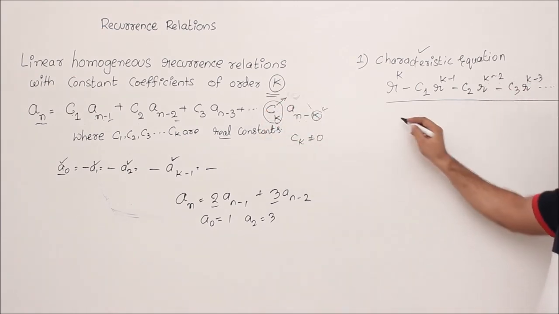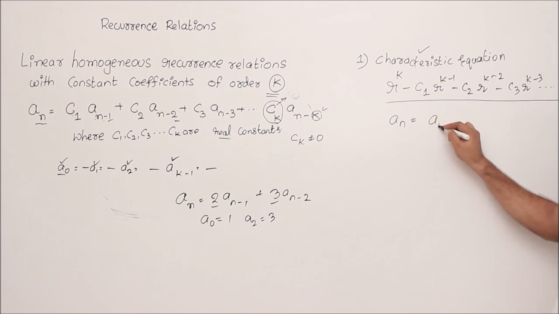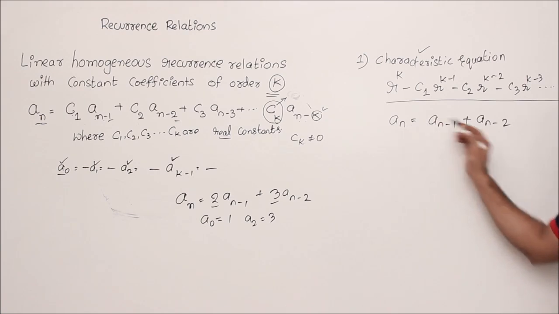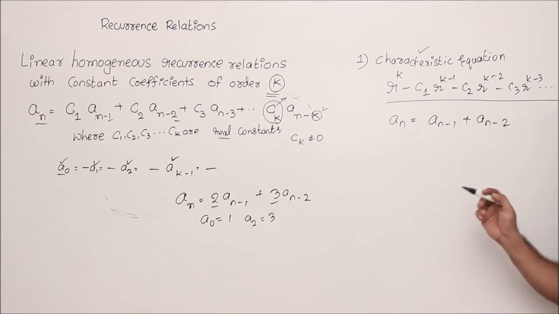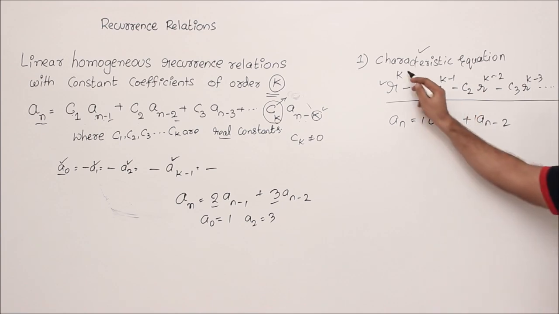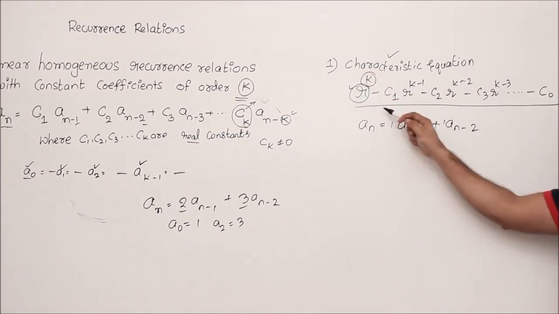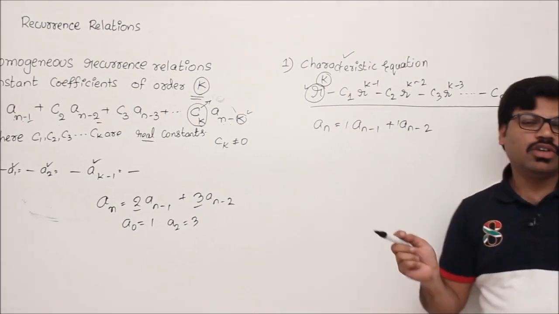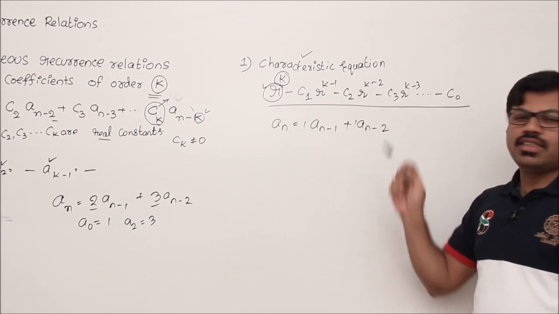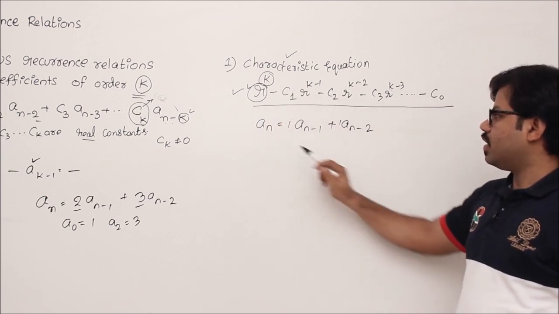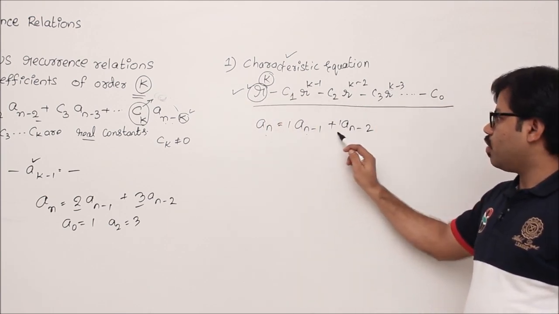Example, let's say an equals an minus 1 plus an minus 2. This is a linear, homogeneous recurrence with constant coefficients. So we have to find the characteristic equation. First of all, we have to find k. And what is r, sir? Here r is called the characteristic variable, a simple variable, and we are going to find the roots of this characteristic equation. So first we try to write the characteristic equation for an equals an minus 1 plus an minus 2.